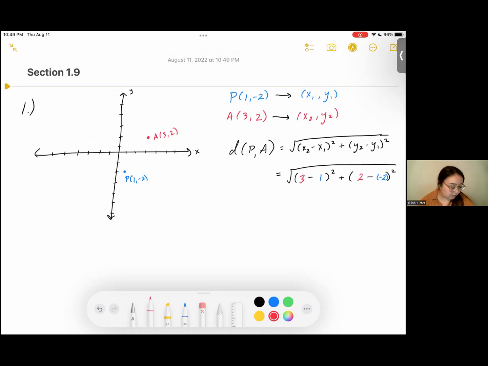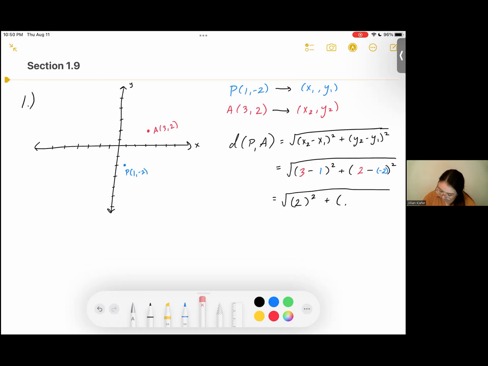So from our values here, we're going to go ahead and simplify. We want to do whatever's in the parentheses first, following our order of operations. 3 minus 1 is going to be 2, so we've got 2 squared plus, and then 2 minus -2. We have a double negative there, so that becomes plus. So 2 plus 2 is 4.